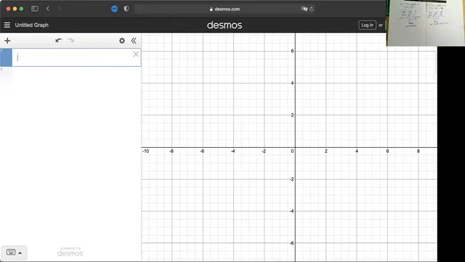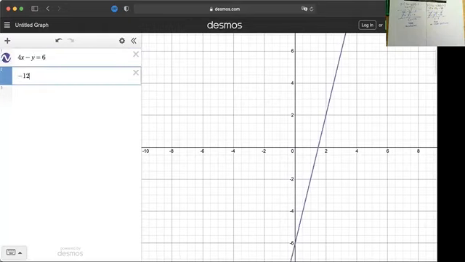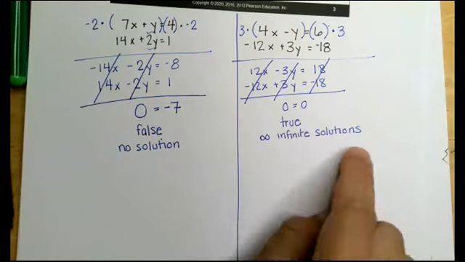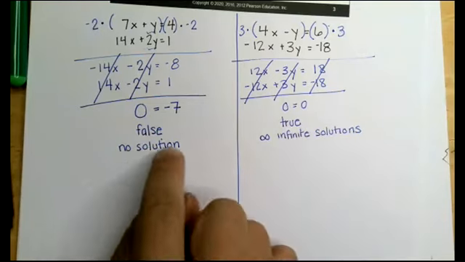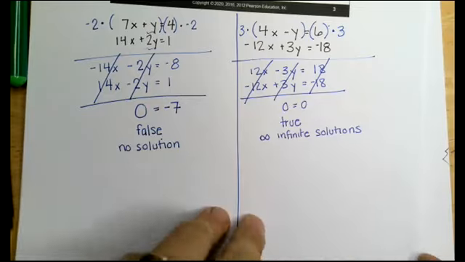This one was 4x minus y equals 6 and negative 12x plus 3y equals negative 18. So you see how if I click on the purple, it turns purple. If I click on the black, it turns black. And each of these is a point in common. So every point on the line is a point in common. So that's why that would be infinite solutions, every point on the line. No solutions, the lines never touch.